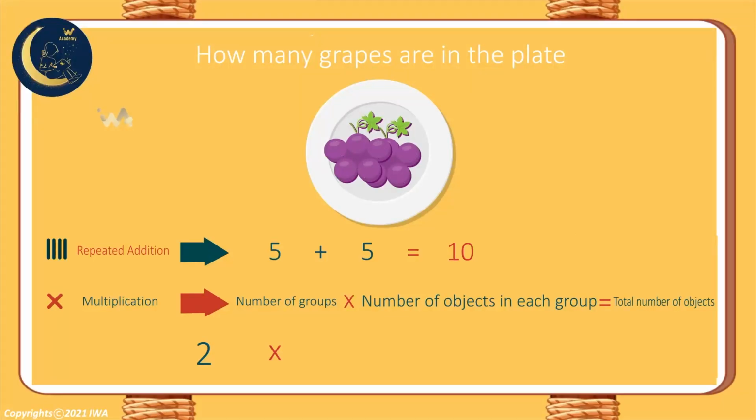How many objects do we have in each group? 5. So now we have 2 multiplied by 5, and that equals 10, which is the same total that we got using repeated addition. Excellent work.